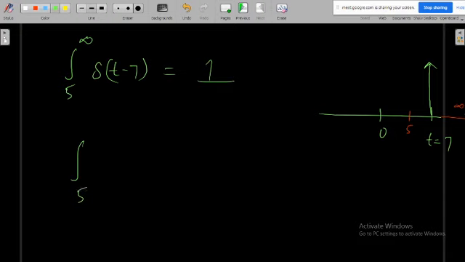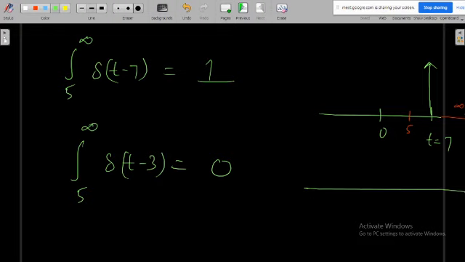Suppose the question is: integral from 5 to infinity of δ(t minus 3). What would be the answer? The answer is 0, because you are doing integration from 5 to infinity, but the impulse is present at t equal to 3. So the answer is 0. That means it depends on whether the impulse is within the integration limit or not. If it is within the integration limit, the answer is 1. If it is not, the answer is 0.